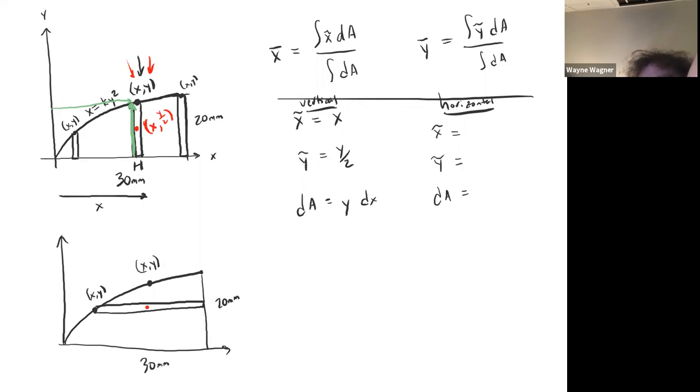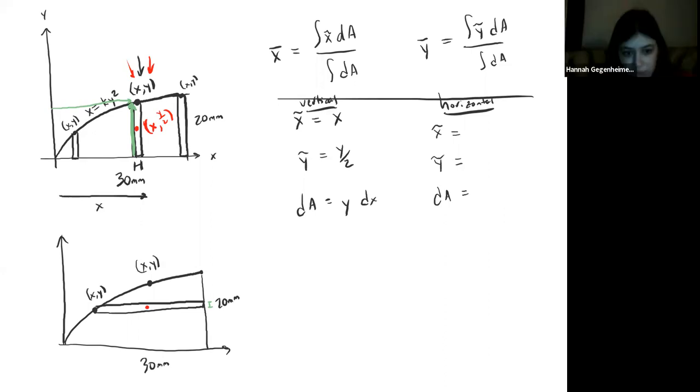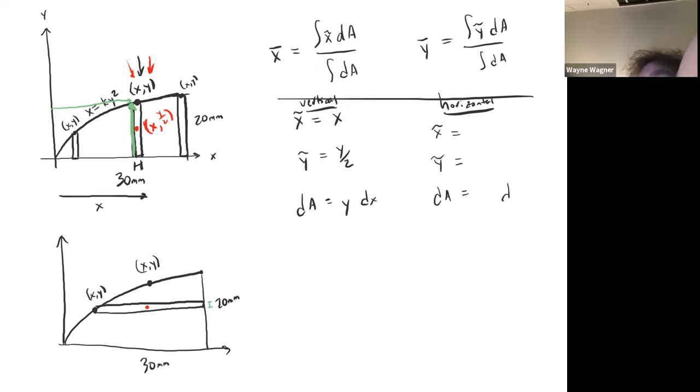Okay, the width is like right here. So what are we going to call that? Would that be X, Y? Well, this is a dy, because the width is always this little tiny incremental length, a dy.